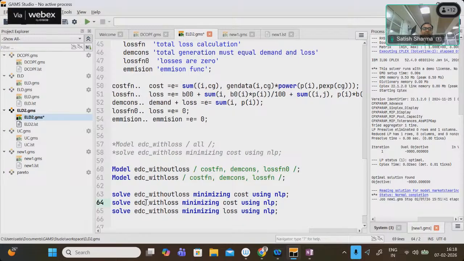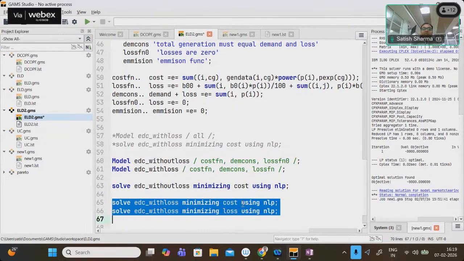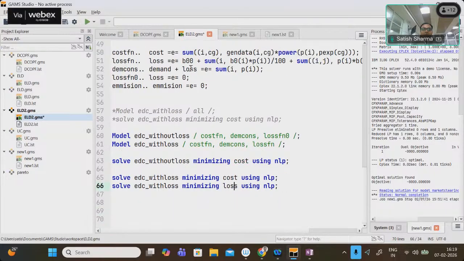Then the second time, I'm also solving the same formulation, EDC with loss. So I have defined that EDC with loss will have a loss function and minimizing the cost again. And then we are solving the EDC with loss, but this time we are minimizing the losses. So you can see here, the first thing is without loss at 63, and 65, 66 lines have basically the with loss modeling, but different objectives, either minimizing the cost or minimizing the losses.